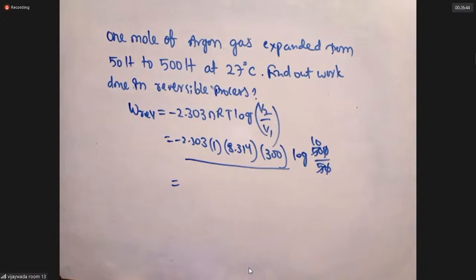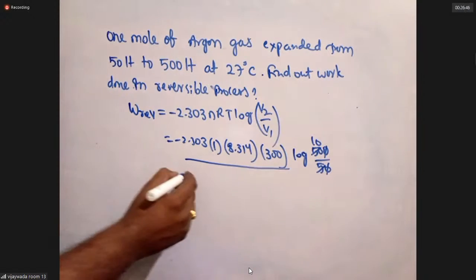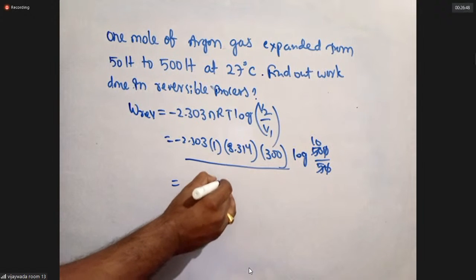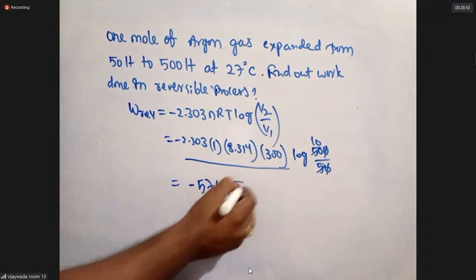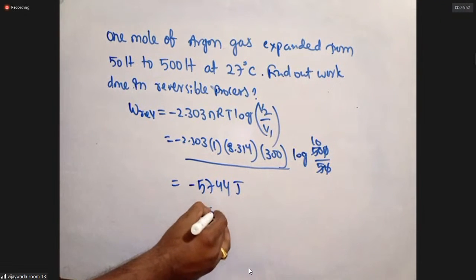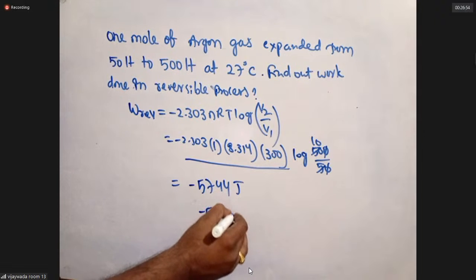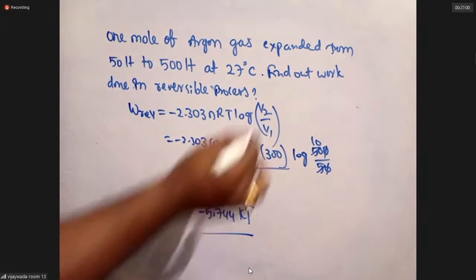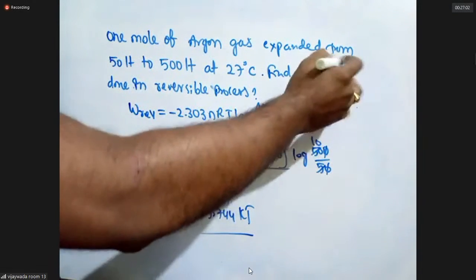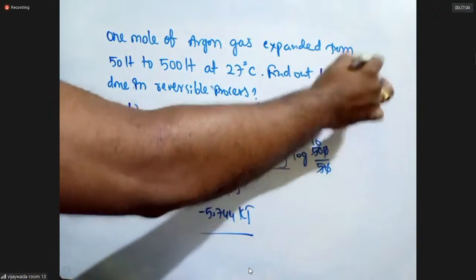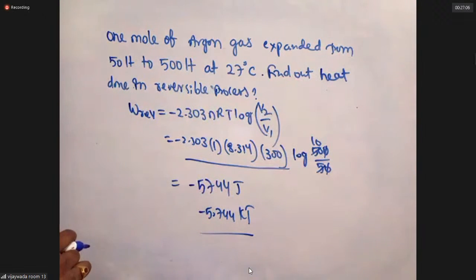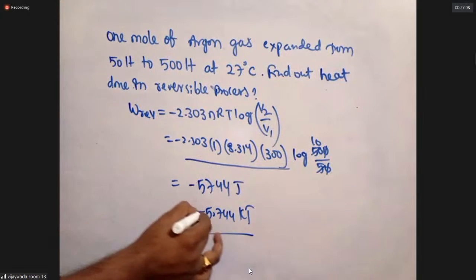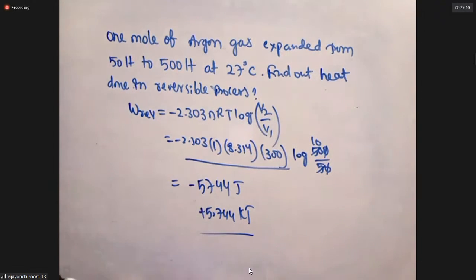Some students gave 5063. Yes, okay. The answer is minus 5744 joules, or minus 5.744 kilojoules. Yes, students. Same question, but find out the heat. Then the answer is plus. Very easy, students.